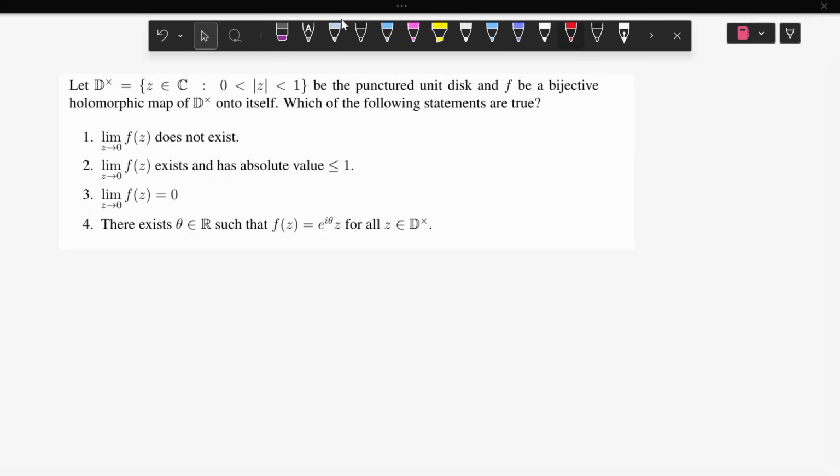This is the last question जो complex से पूछा गया था, and the question is saying that let D^x be the punctured unit disk and f be a bijective holomorphic map of D^x onto itself, then which of the following statements is true?